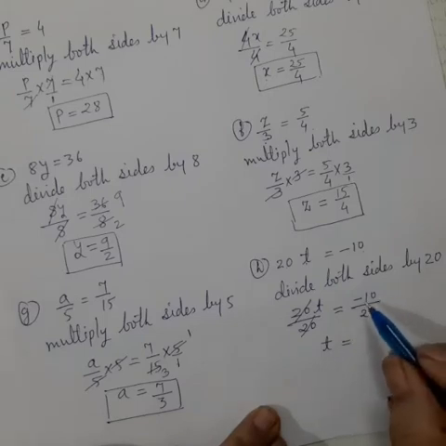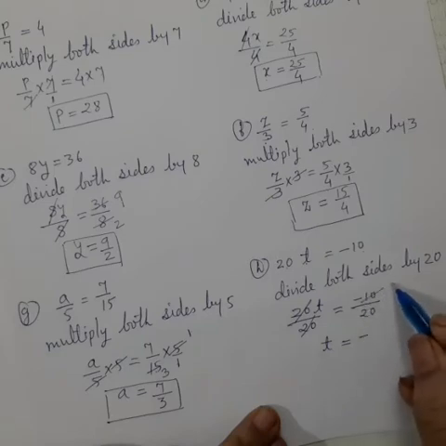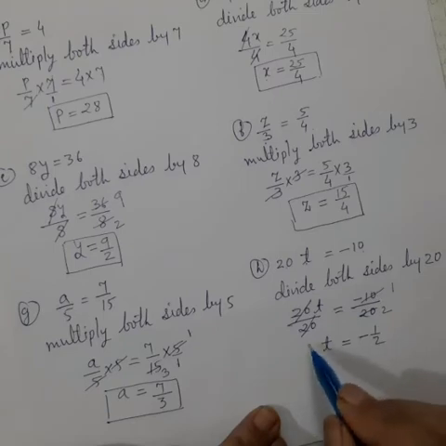Now in right hand side only the numerator is negative, so the answer will be negative. And 10 1s are 10, 10 2s are 20, so 1 by 2. So t equal to minus 1 by 2 is our solution.